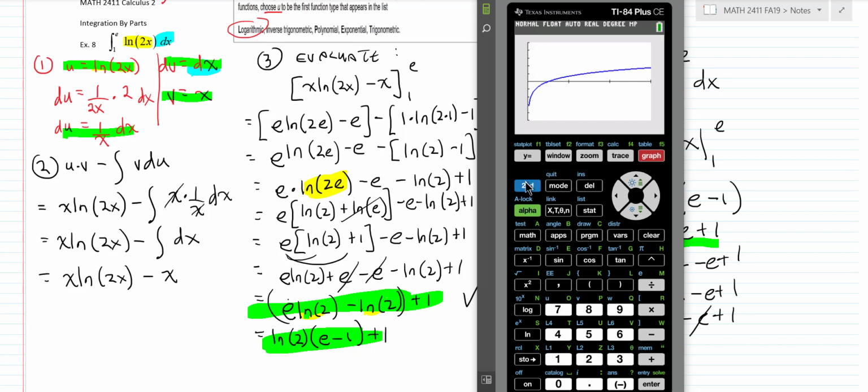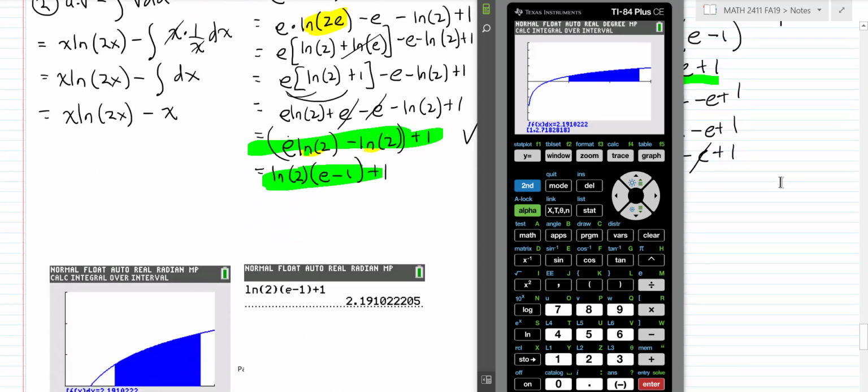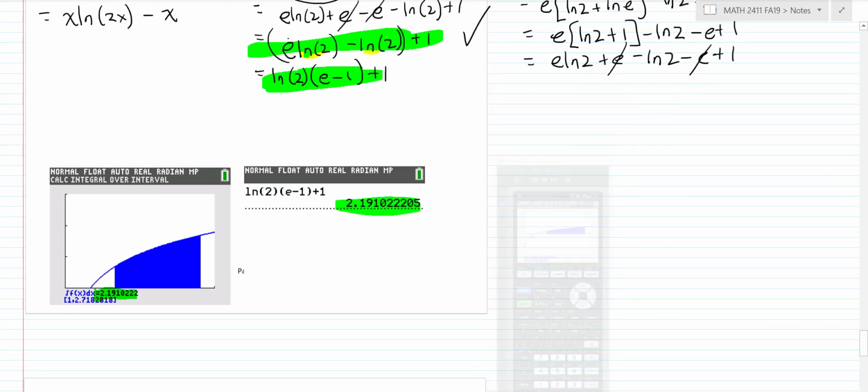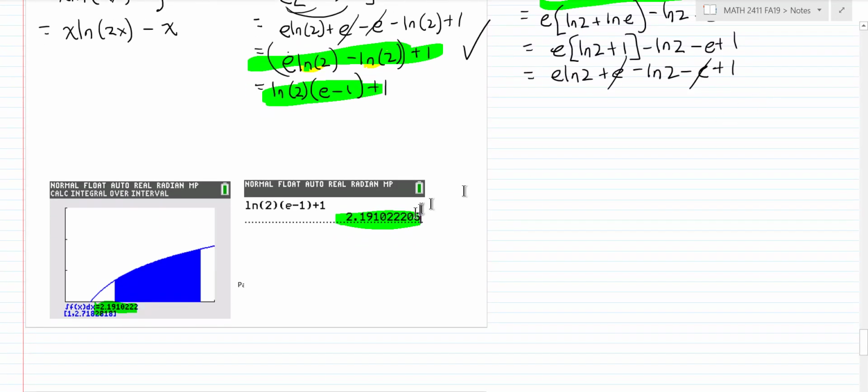So we do that. Now we can go like we've learned. Second trace, option 7. Lower limit of the integral is 1. Upper limit is e. e is above the division key. So you do that, and then we get this graph. Okay. So you can look at what I have here. I used a different window on that, so I got that. Then if you take the answer, ln 2 times e minus 1 plus 1 on the calculator, these things will match up. So that's the numeric answer to the integral. That's the answer we got. So you can match those two things up. Okay? All right, very good.